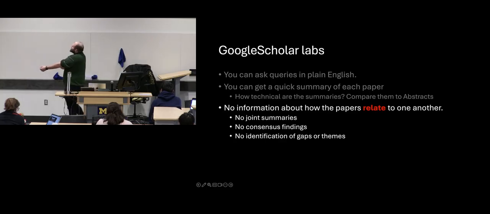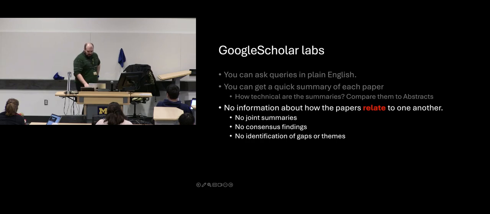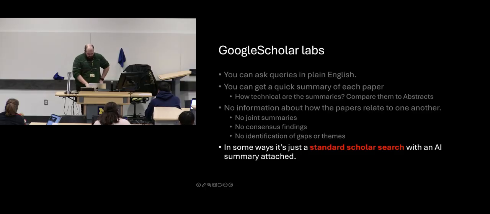The other thing, even though Google said in the blog post that it was coming, there's no information about how the papers relate to one another. It is just a ranked list of appropriate things based on my query. So there's no joint summary at the end. There's no consensus. There's no identification of gaps or themes, which might be one of our goals. And so, that's what I think about it so far. It might develop or it might be sunset. We don't know. It's just a standard Scholar search with this AI summary attached. But that's useful, right? That's already pretty useful.